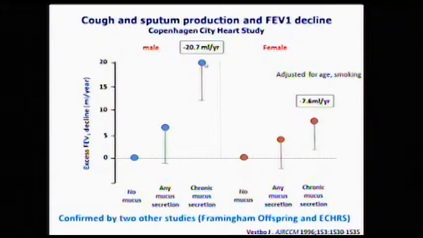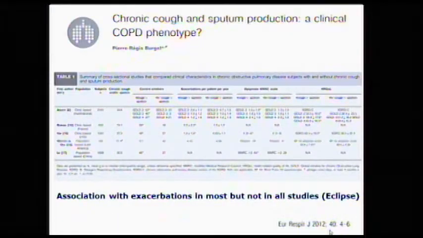So if you look at FEV1 decline, when you produce cough and sputum, you get increased FEV1 decline, which is more pronounced in men than in women. But in both cases, you get increased FEV1 decline, and this has been confirmed by at least 2 different studies now. But then, is it really a clinical phenotype?